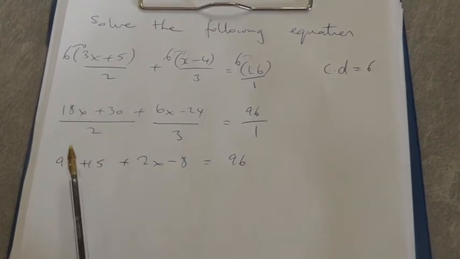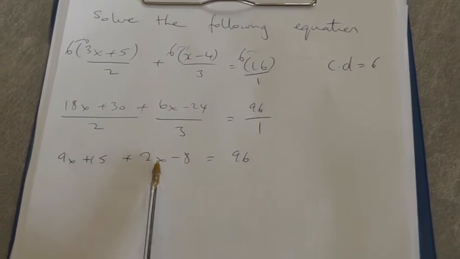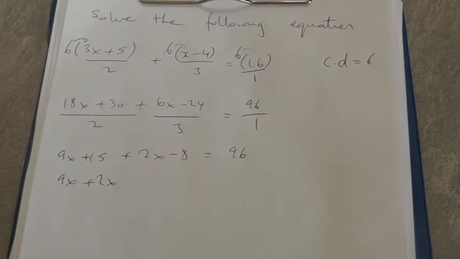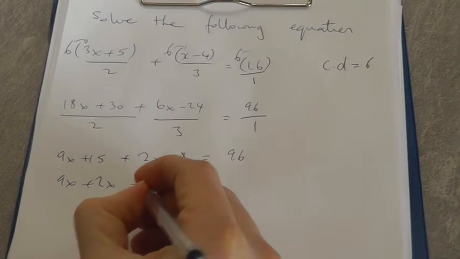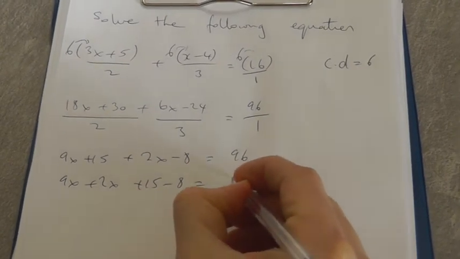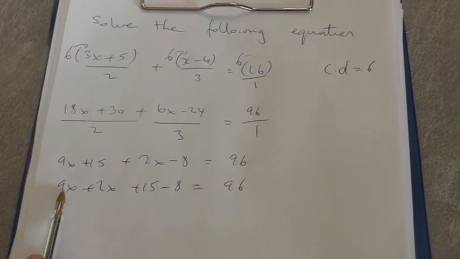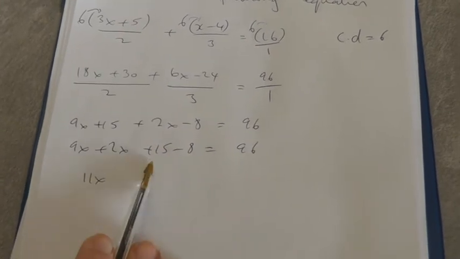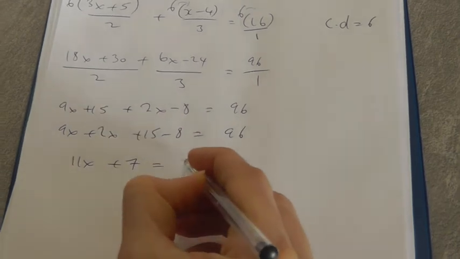And there is. I'm going to match the like terms. On the left hand side, 9x and 2x are both like terms. So let's situate them side by side. And 15 and minus 8, they're like terms also. So let's write those two terms adjacent to each other. And that's still equal to 96. Let's set about simplifying this. 9x plus 2x is 11x. And 15 take away 8 is 7. And that's equal to 96.